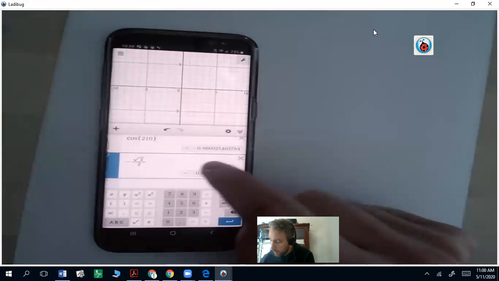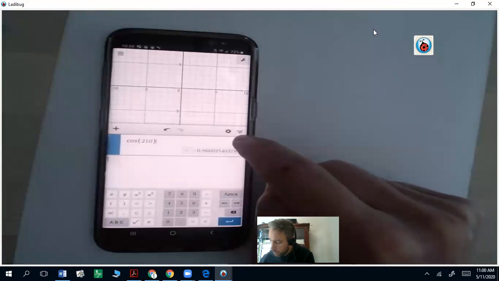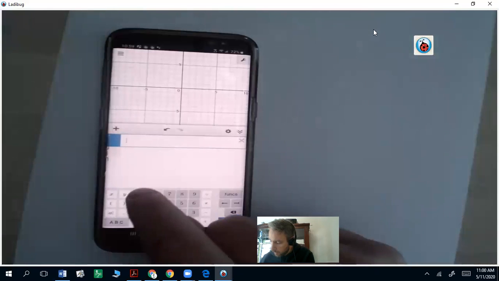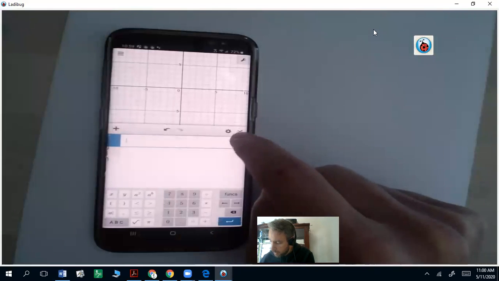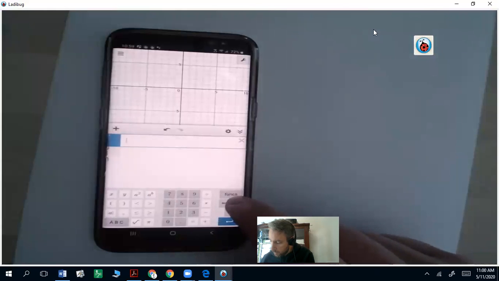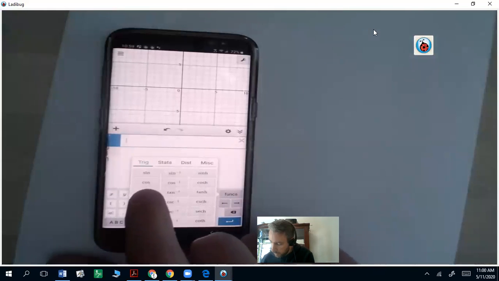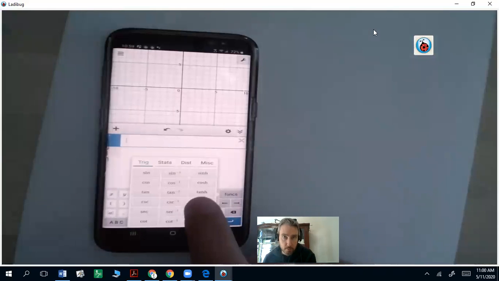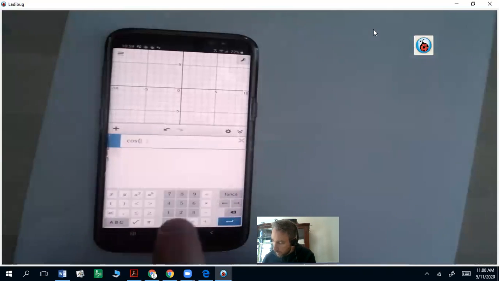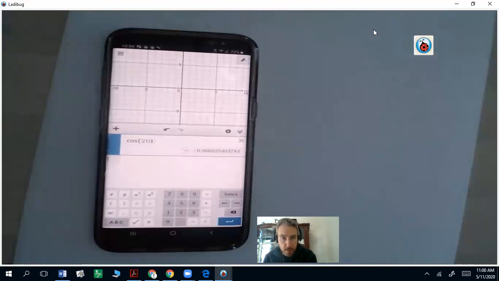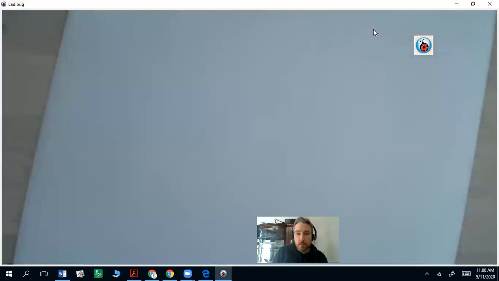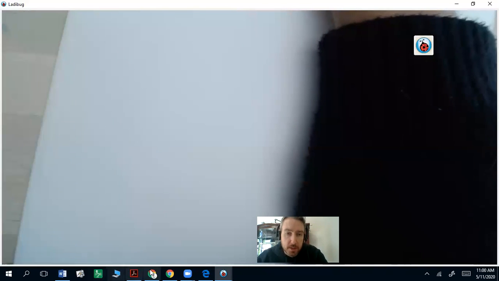All right, if you don't have your calculator shown for some reason, maybe that's hidden, you can go over to functions, and trig is the first function shown. You got your sine, cosine, tan, and a bunch of other stuff that you don't need right now. So you can do cosine of 210 that way as well. All right. So we're going to use Desmos to complete this.